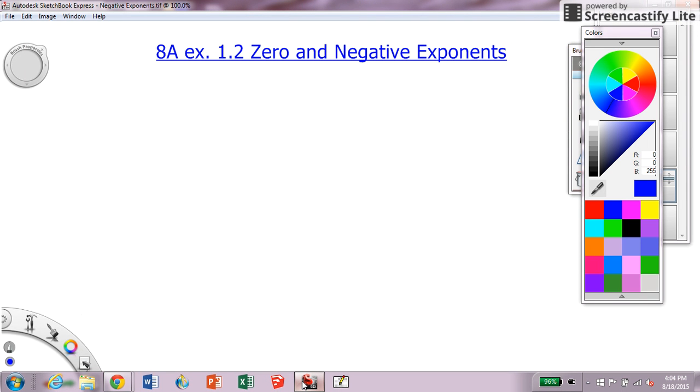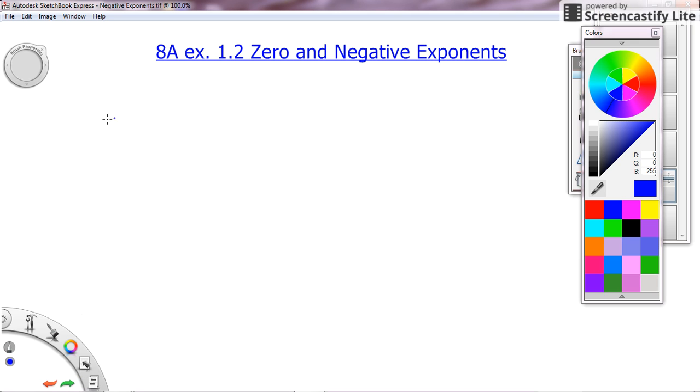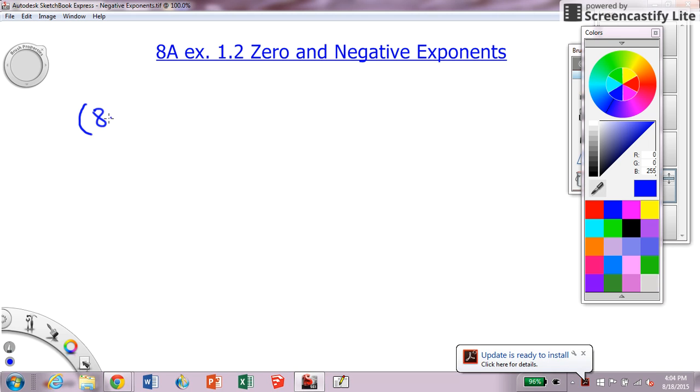Hi, everybody. Okay, so for your homework on 1.2, we're going to be covering zero and negative exponents. All right, now zero exponents, I almost don't even want to waste time on because they're pretty easy. A zero exponent, anything to the zeroth power, anything, 8 to the zeroth power, is 1. Anything. Doesn't matter what's inside.